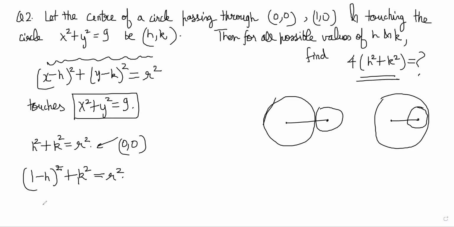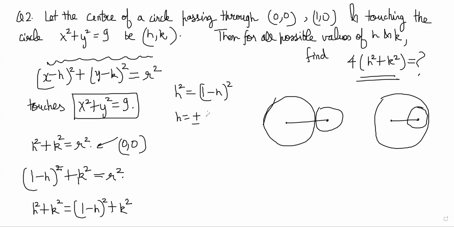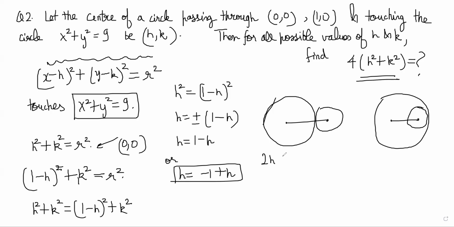So from these two equations, we can easily say that h square plus k square is equal to (1 minus h) whole square plus k square. And from here, we can say h square is equal to (1 minus h) whole square. So h is equal to plus minus (1 minus h). So h is either 1 minus h or h is minus 1 plus h, but this is not possible. So h is 1 minus h. So 2h is equal to 1 and h is equal to half. So we get this information, h is equal to half.